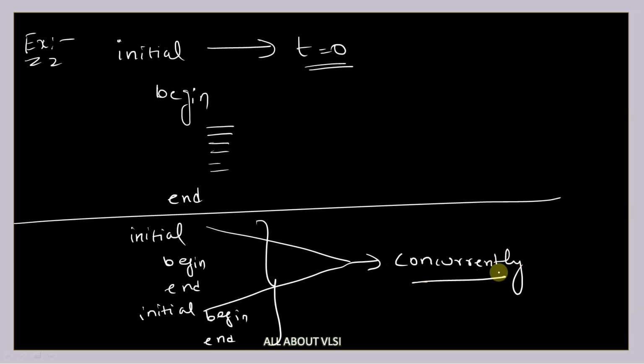These two initial blocks are going to start their execution at time t equal to 0, and they are going to run parallelly. So this was about your initial block. These rules you should be careful about and follow accordingly.